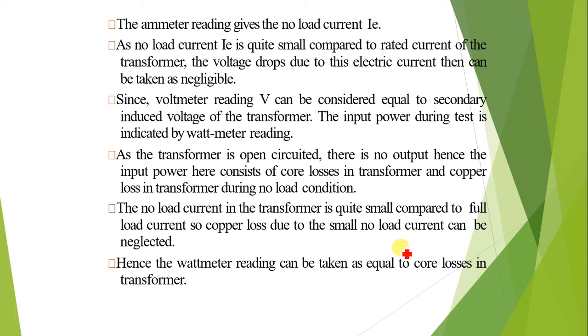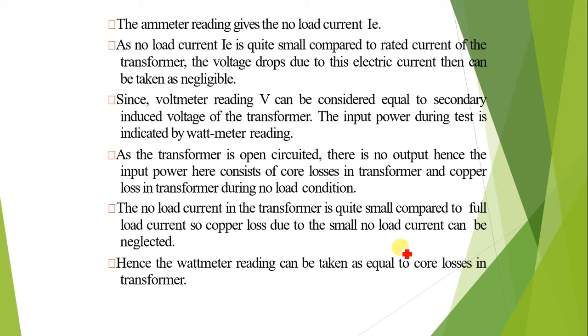First, the ammeter gives you the no load current. No load current is very small. The voltmeter reading is considered equal to the secondary voltage induced in the transformer. The input power in this test is indicated by the wattmeter, right? Since it is open circuit, there is no output. Hence, the input power here consists of core losses and copper loss in the transformer during no load condition.